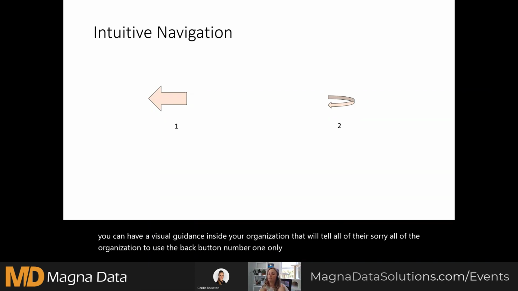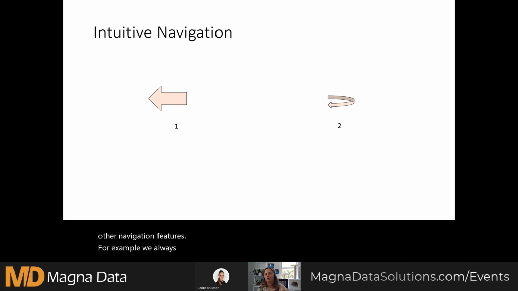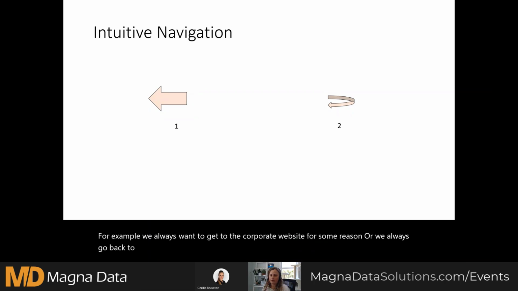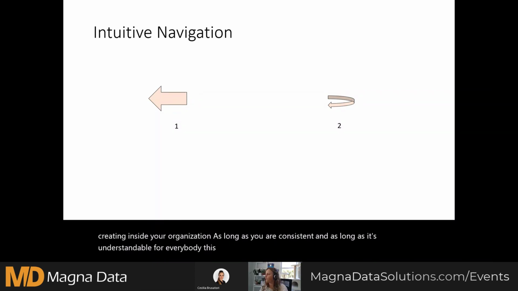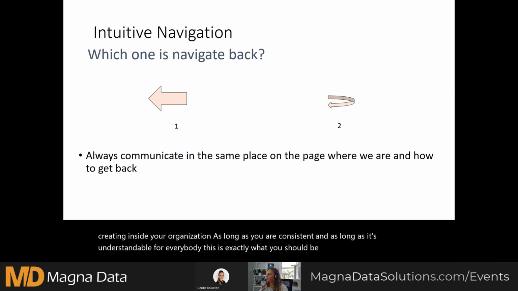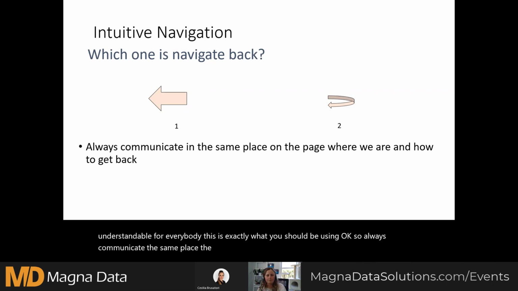This is just the back button. There is also a home button. There is also a next button. There are also other navigation features. For example, we always want to get to the corporate website for some reason, or we always go back to the sales report no matter where we are. So this is the language that you are creating inside your organization. As long as you are consistent and it's understandable for everybody, this is exactly what you should be using. Okay. So always communicate the same place, the page, where are we and how to get back.